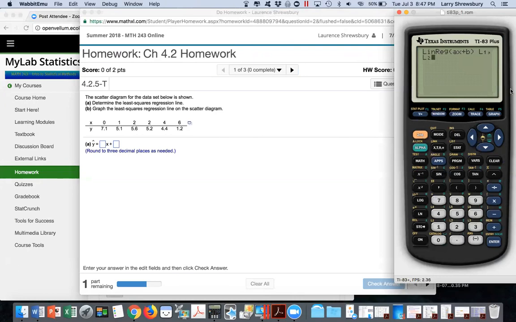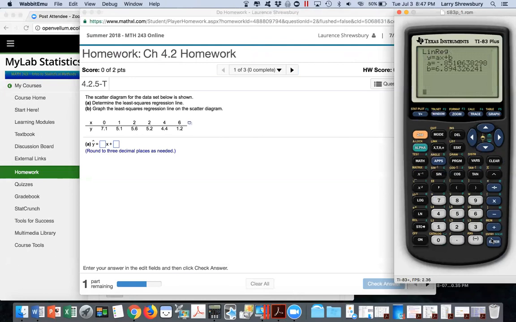Now I'm going to let you in on a little secret. If you always put your X data in list 1 and always put your Y data in list 2, you don't actually have to put in list 1 comma list 2. You could leave that blank there and it will just assume that. It's a little time saver.